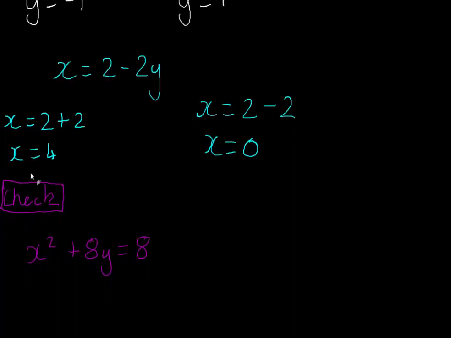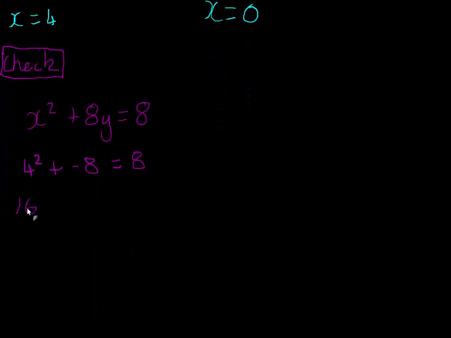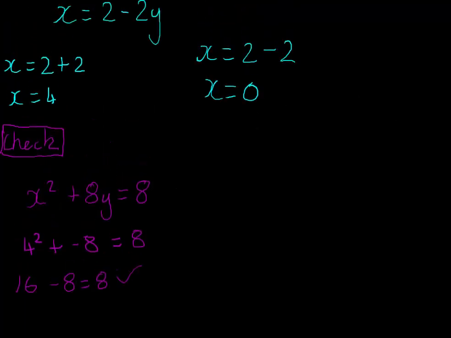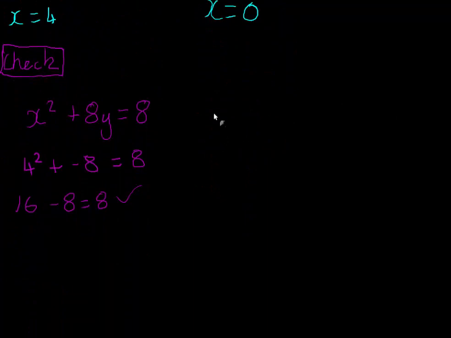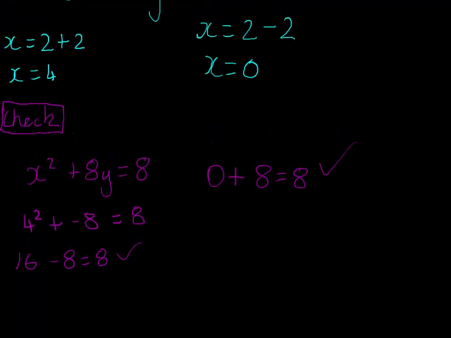So if we put those in, x is 4, so we're going to do 4 squared, and then we're going to add minus 1 times 8, so that's going to be minus 8. And that should make 8 if our solution works. So 16 take away 8, that does make 8. So tick, that one works. If we do it for the other one, we've got y is 1 and x is 0. So we've got 0 plus 8 times 1 is 8, and that does indeed make 8. So that works as well. So we've checked both solutions work, and there we go, we finished our question.